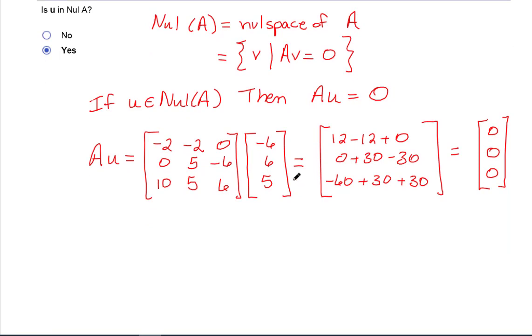All right, so let's see. Is it true? A times U, so here's A, here's U. Perform the matrix multiplication. And yes, I do get 0, so yes, U is in the null space of A.